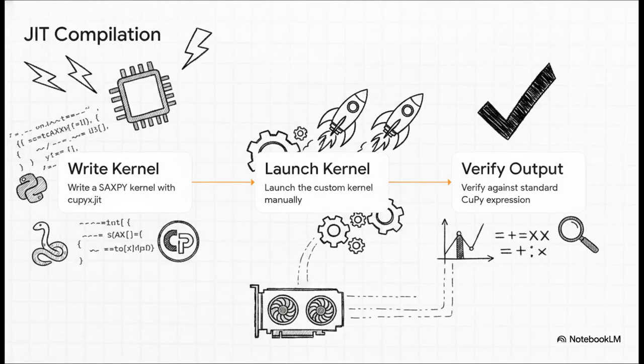Another incredible optimization tool in the CuPy arsenal is just-in-time, or JIT, compilation. Just look at this step-by-step pipeline to see how seamlessly it works. First, we write a standard mathematical function in Python, like a SAXPY kernel, which is short for scalar alpha x plus y. Then we just decorate it with cupyx.jit. CuPy takes that and compiles the Python code directly into machine-level CUDA instructions. We manually launch this kernel, define our grid sizes, and then verify the output to make absolutely sure we didn't sacrifice correctness for our new blazing speed.